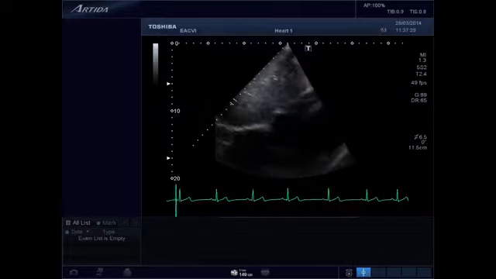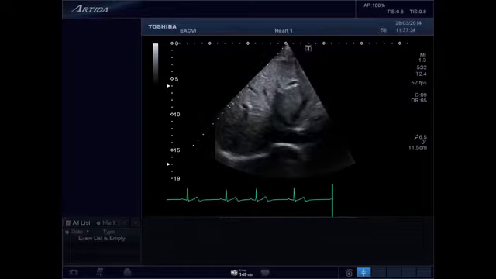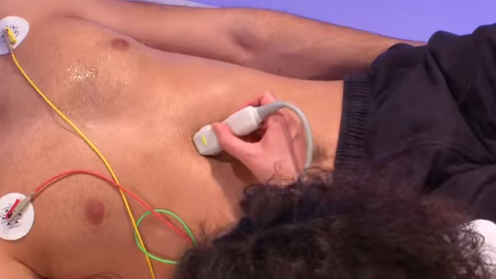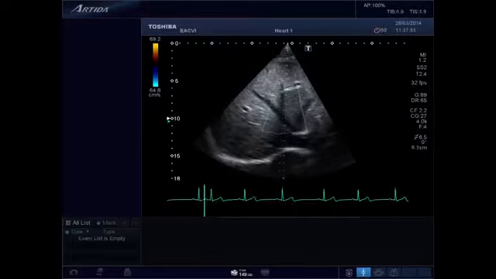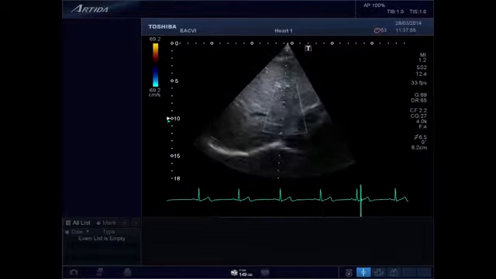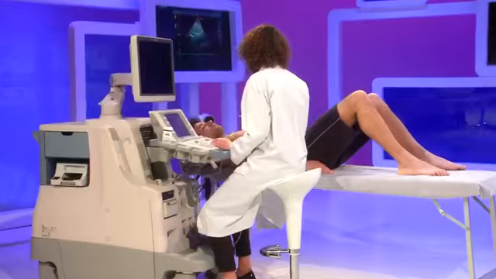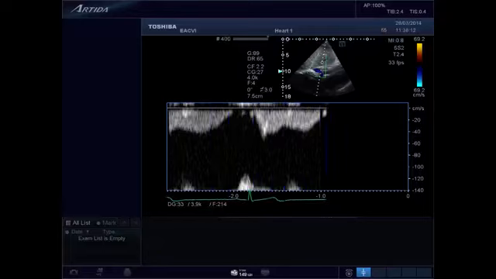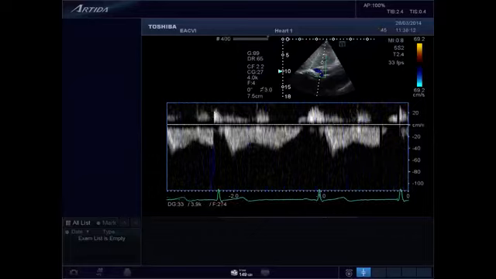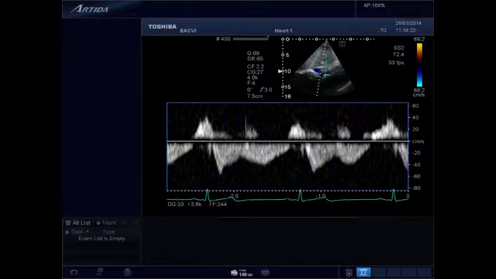And now I will try to assess the flow of the hepatic veins. So of course I'm always trying to find a vein that is parallel to the sample, to the beam, sorry. You can breathe again. Okay, stop. So you can breathe. So we are seeing here the hepatic veins flow.